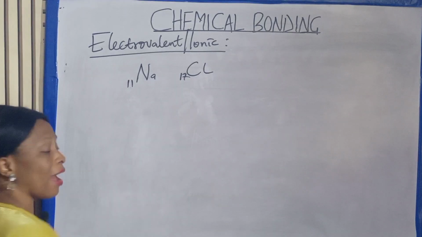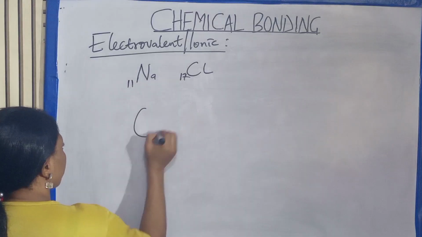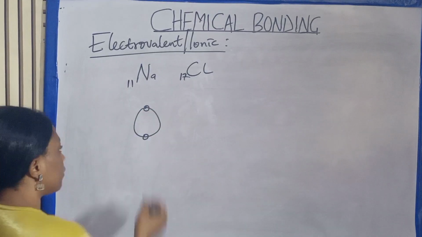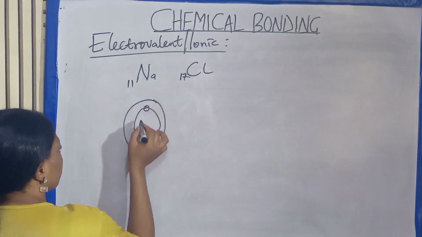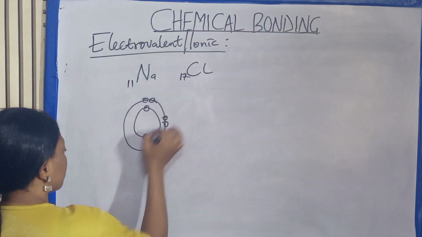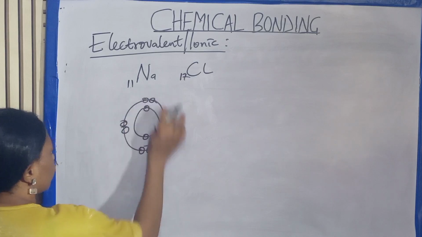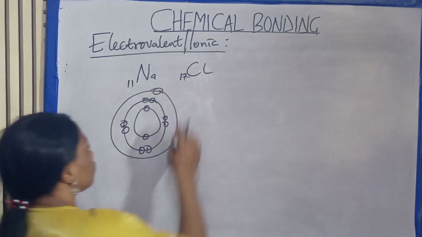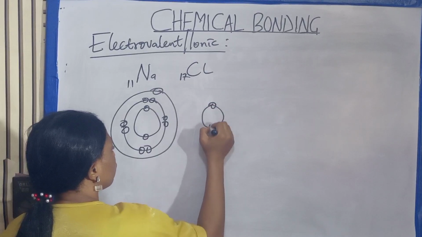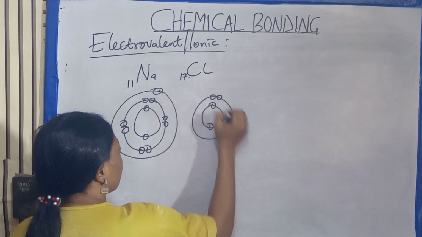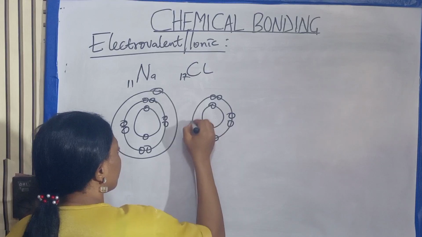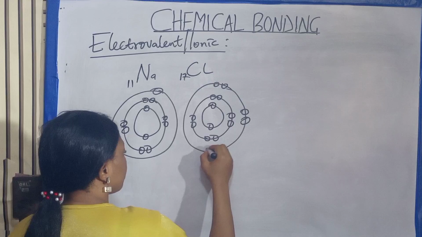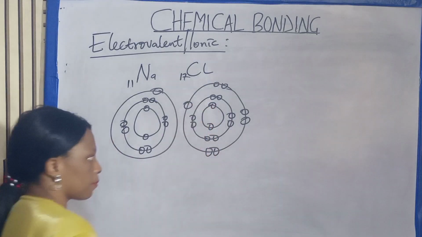Now watch how we arrange it in shells. 1, 2. The first shell usually contains 2 only. The other ones contain 8. 2, 3, 4, 5, 6, 7, 8, 9, 10. So this is 8 and it's filled up. 11. Now chlorine is 1, 2, 3, 4, 5, 6, 7, 8, 9, 10, 11, 12, 13, 14, 15, 16, 17.